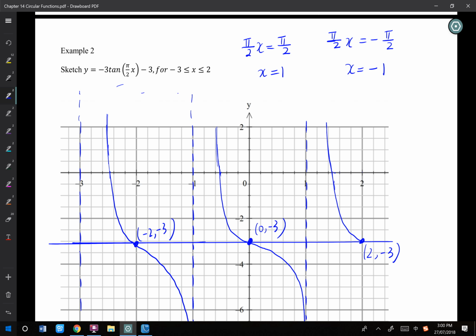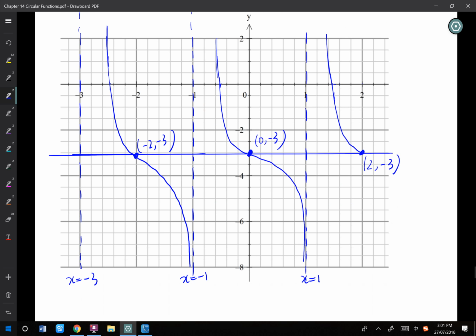Okay, so what we have here is y equals negative 3 tan of something, and negative 3 is the middle line, so I draw a horizontal line here. I always make whatever is in the bracket equal to pi/2 and negative pi/2, and I solve for x. I solve out x equals 1 and x equals negative 1. That's the two asymptotes here. And I sketch x equals negative 3 as well.